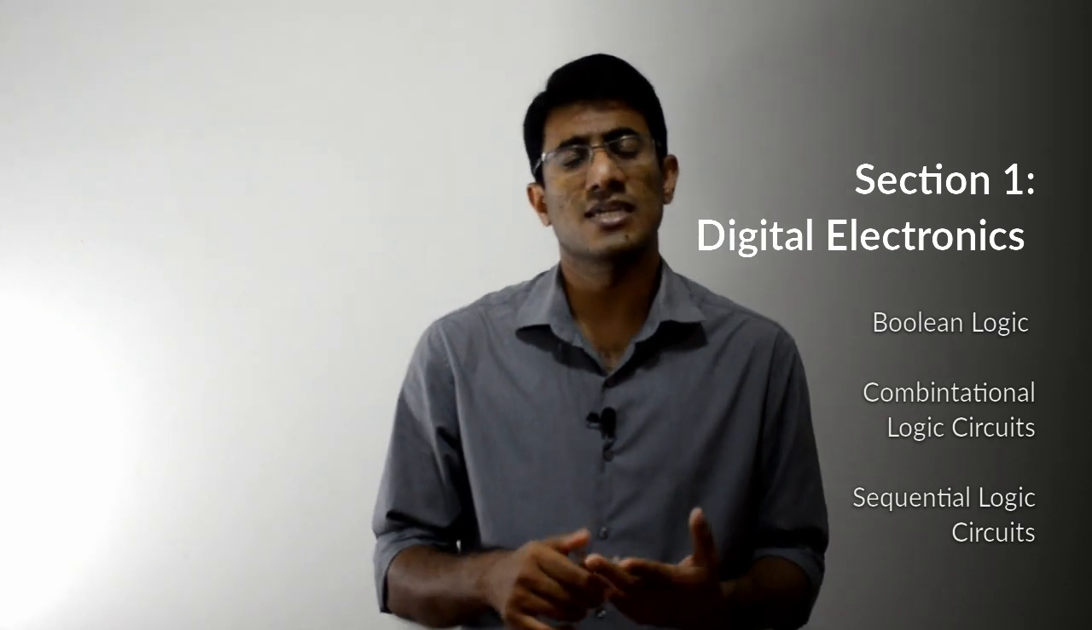Okay, so let's also talk a little bit about the outline of the course. So in this course, you'll be doing 3 sections. The first section is digital electronics, and here you'll be looking at the fundamental building blocks of computers, which are electronic devices. So we'll be talking about Boolean logic, and then we'll be talking about gates and combinational logic circuits, and also sequential logic circuits which have flip-flops in them.